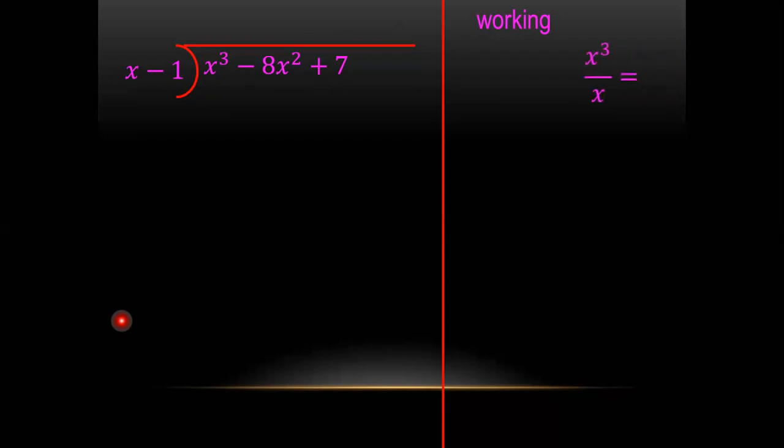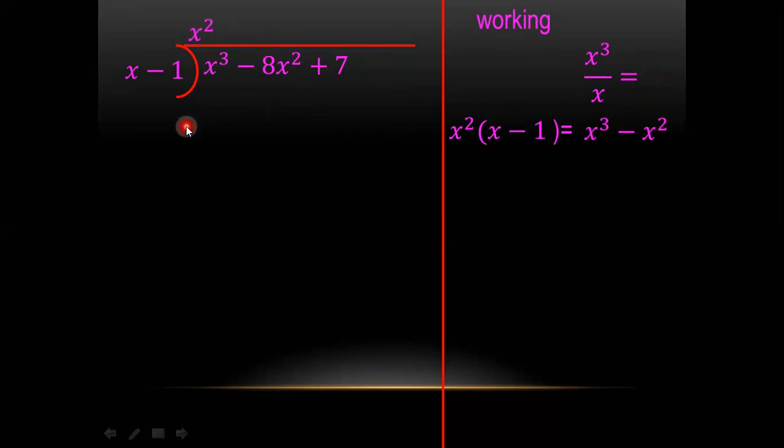वर्किंग कॉलम ड्रॉ कर लें, और ये डिविडेंड और डिविजर जो है ये हमारे पास अपने अपने प्लेसेस पर आ गए. नाउ डिवाइड x क्यूब बाय x and we know that the answer will be x square. We will shift it over here. We will multiply it x square by x minus 1. The answer will be x cube minus x square. This answer will be shifted over here under the like terms.